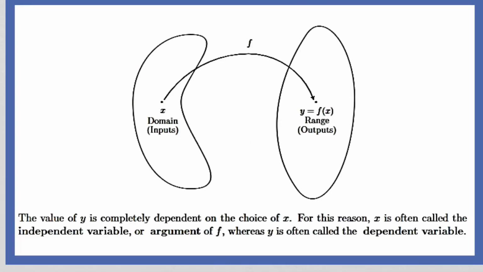So once again, x is your input value, y is your output value, f is your function or your rule that relates x and y. So the value of y is completely dependent on your choice of x. For this reason, we often call x the independent variable, sometimes called the argument of f, and y is called the dependent variable.